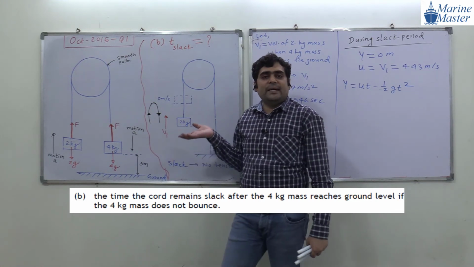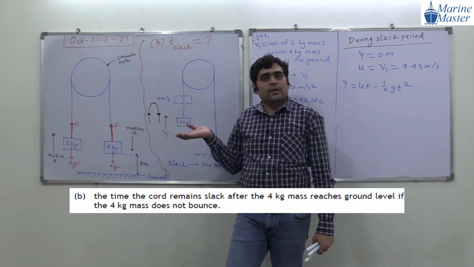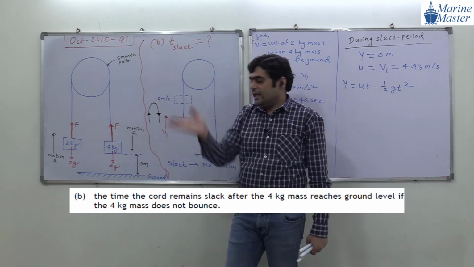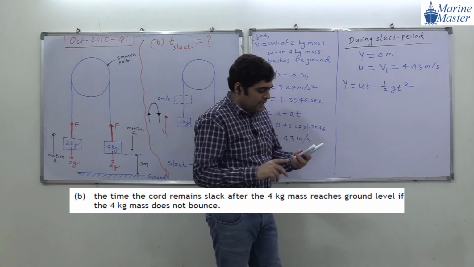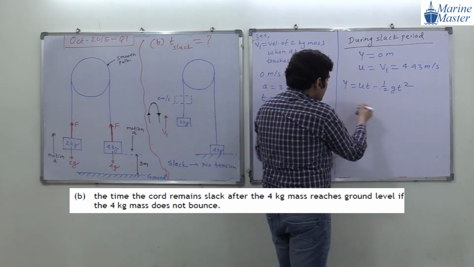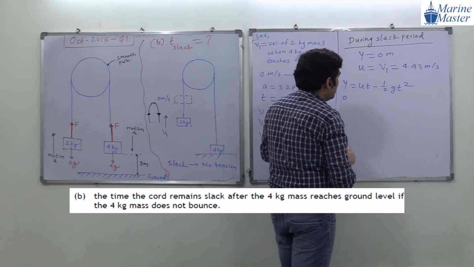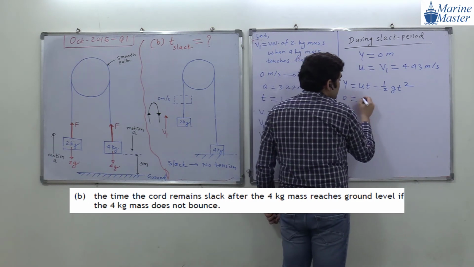And here it is starting with a velocity of what? The slack period is starting with which velocity? It's starting with the velocity of v1. So v1 will become the initial velocity for the slack period. Okay guys, are you getting my point? Try to see the scenario here. So y is equal to what, guys? 0. And u, the initial velocity, is what?